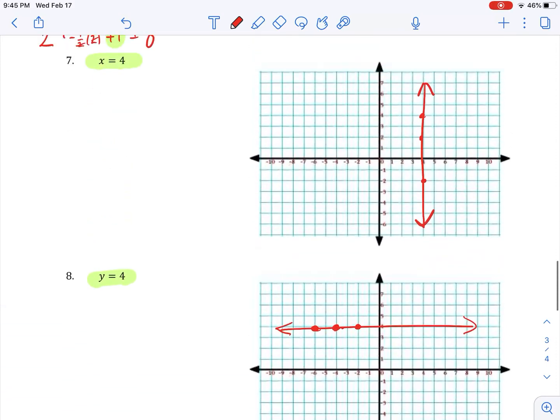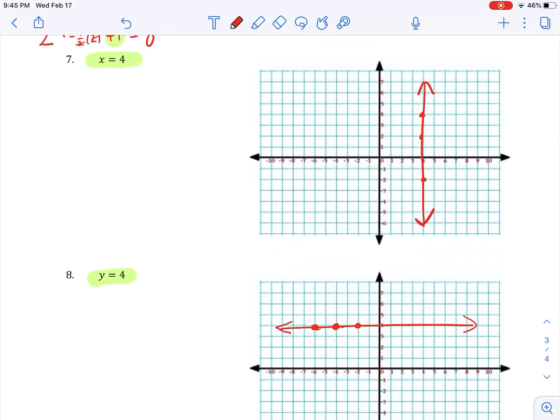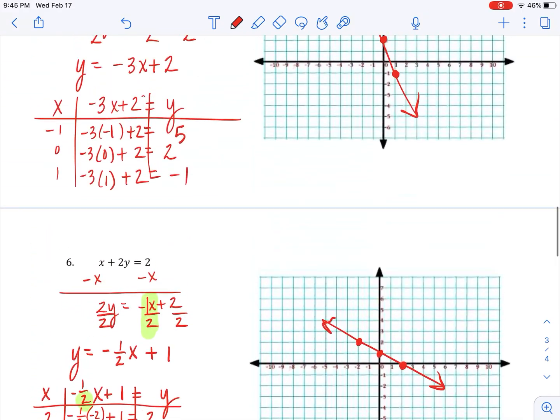So those are the 2 special cases that do not need a table. Hopefully they stick out like a sore thumb because you see they're missing one of the variables. All right, and that's what we covered today.